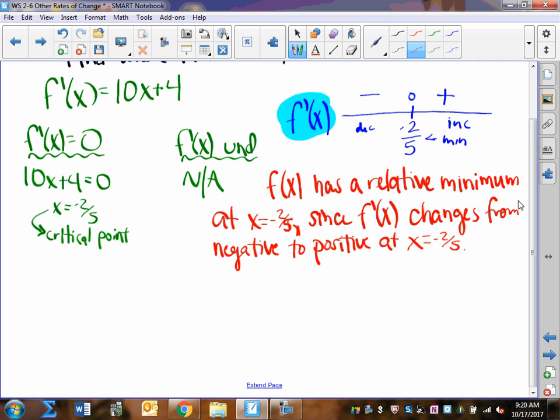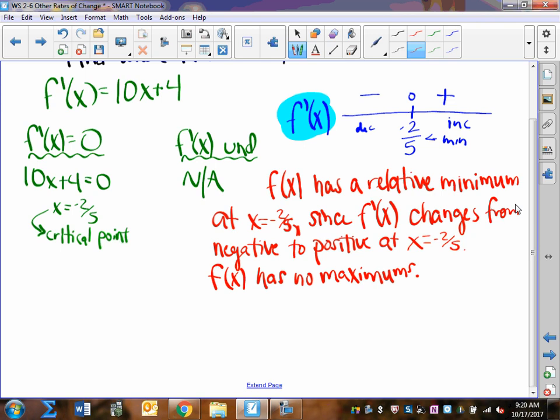Now, did we have any maximums? No, let's just go ahead and say there are no maxes so that they know we checked for it, not just that we completely forgot about it. F of x has no maximums. And then the other thing they asked for was when is it increasing, when is it decreasing?